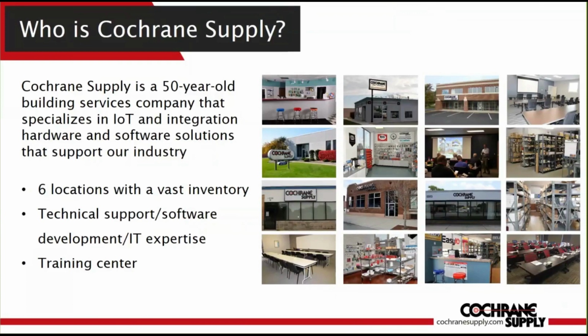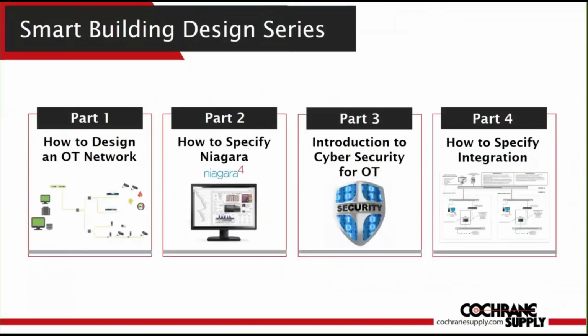So let's jump into this webinar and talk a little bit about our industry and where we've been. Like I said, this is the first of a 4-part series of our Smart Building Design series, right? So we've got 4 parts. The first is how to design an OT network. That's what we're going to talk about today. Part 2 is how to specify Niagara, with parts 3 and 4 being introduction to cybersecurity, and then how to specify integration, which is going to be very important for end users and consulting engineers alike.